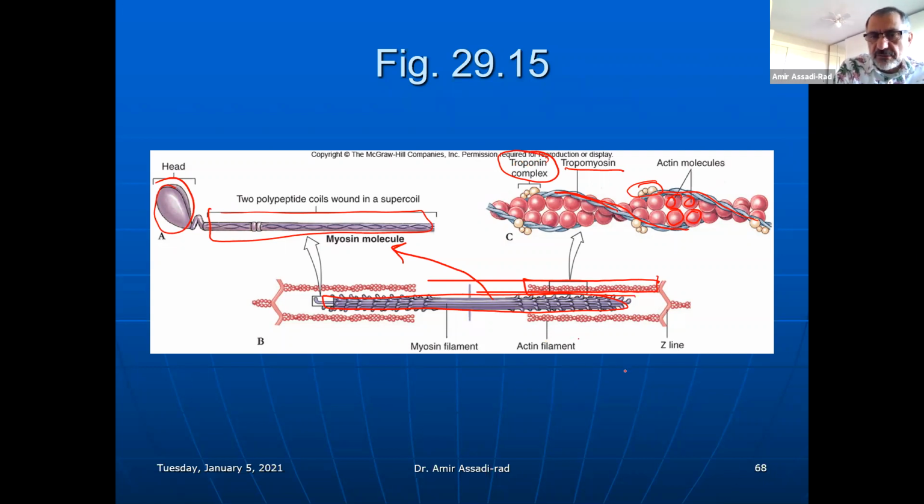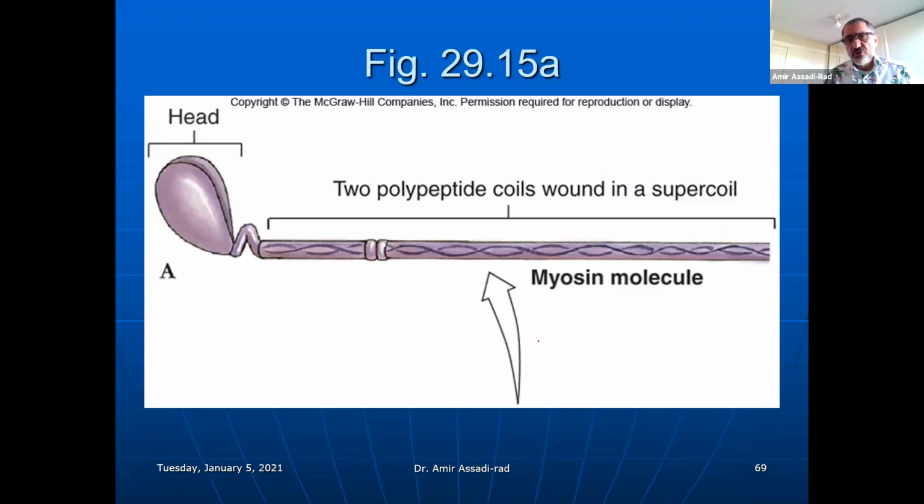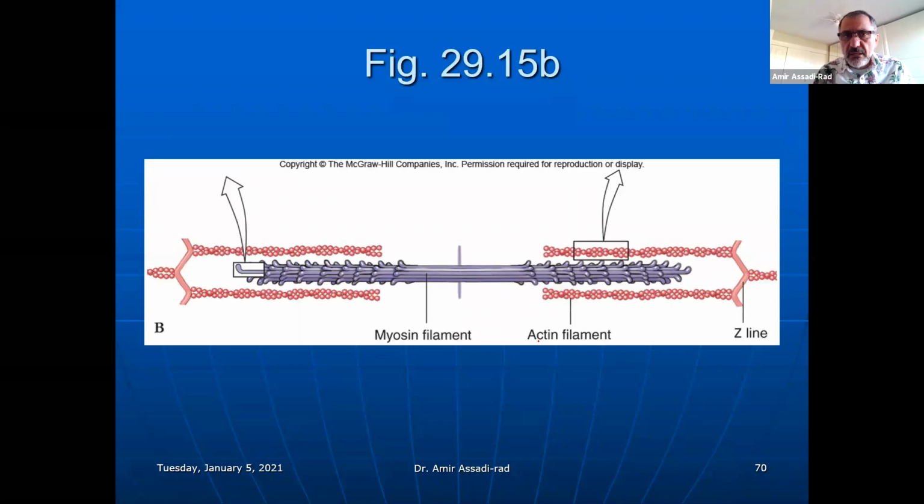Actin filament, another name for it is thin filament. Myosin filament or thick filament. Okay, I hope I'm making some sense, everybody. Let's move on. Here they are. They're showing you two polypeptides coiled around in a supercoil, a myosin molecule, and then there are many of them in the thick filament. Okay, same thing again.